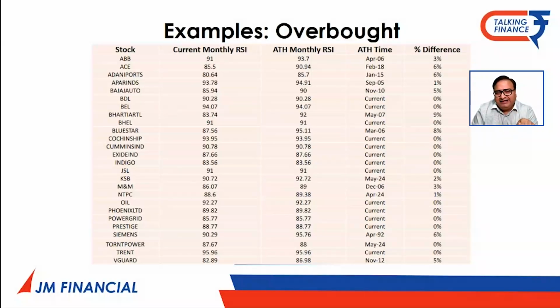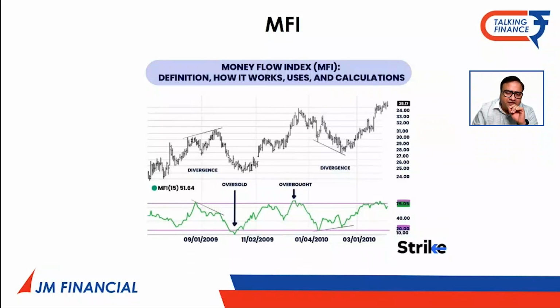Now coming to the second indicator, which is very similar to how RSI is read. The only difference in MFI, or the Money Flow Index, is that RSI only takes price movements in its calculation, whereas MFI takes price plus volume. So essentially it tells you whether the money flow is positive or negative in a stock. As you can see in this graph, there were multiple trading opportunities. In MFI terms, anything below 20 is considered oversold, and anything above 80 is considered overbought.